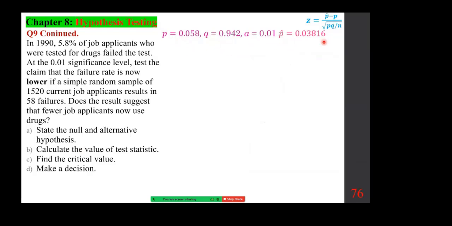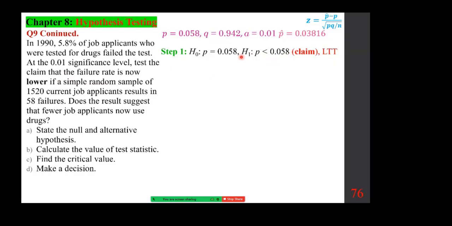p, q, alpha, and the p hat that was calculated. First, we start with H0. p is 0.058. H1: p is less than 0.058, because of this word lower. This is the claim. This is what we are checking. And because it's less than, it's a left tail test.